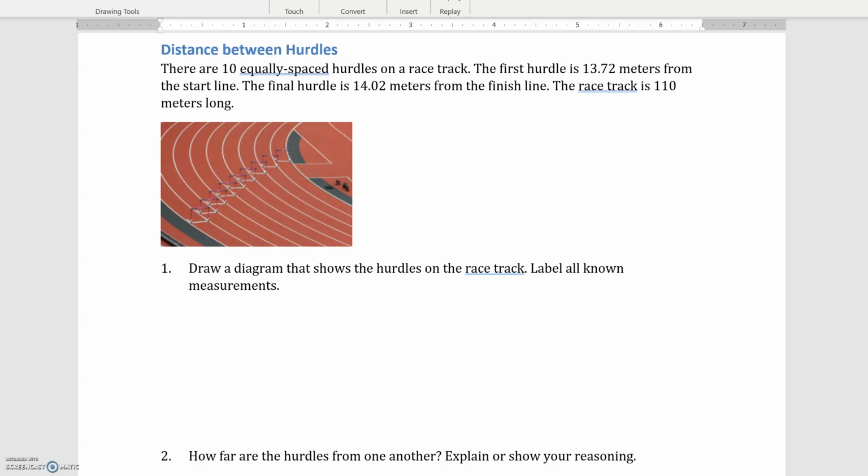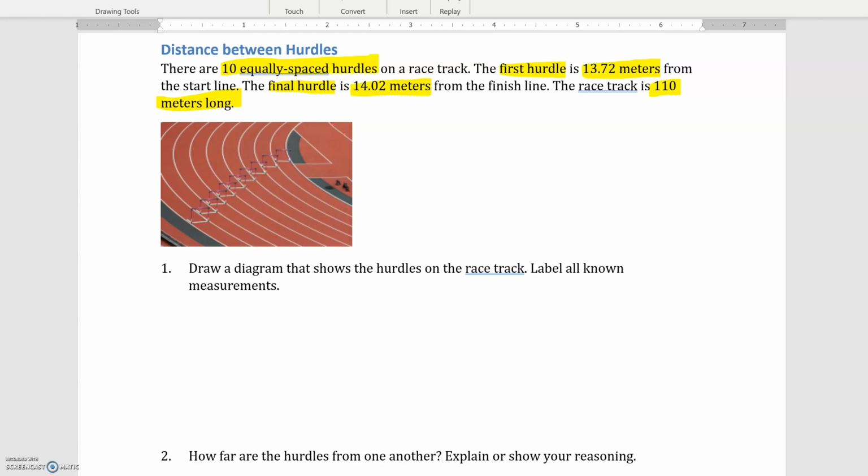There are 10 equally spaced hurdles on a racetrack. The first hurdle is 13 and 72 hundredths meters from the start line. The final hurdle is 14 and 2 hundredths of a meter from the finish line. And the racetrack in total is 110 meters long. So we have to think about first how to visualize this just to see what's happening in this problem. So number 1 says, draw a diagram that shows the hurdles on the racetrack and label all that you know.